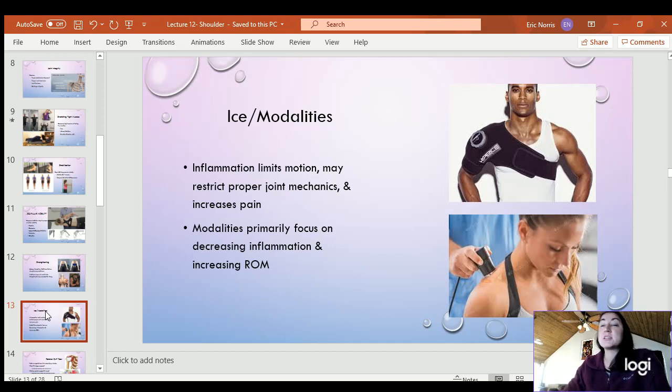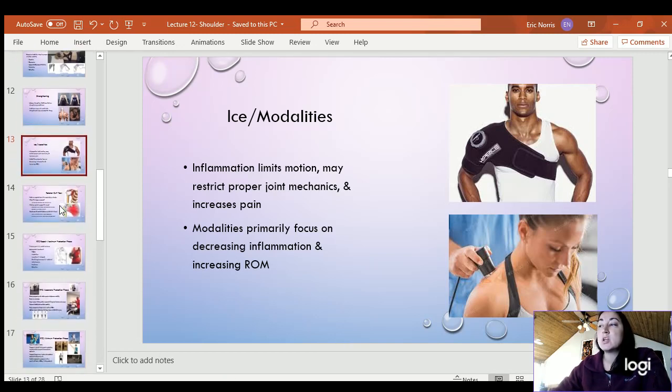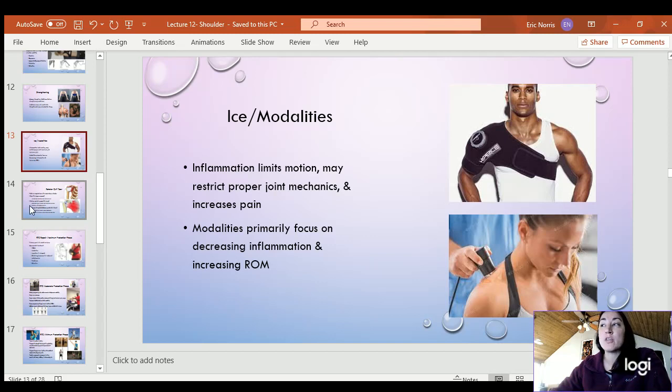Our modalities, the main focus of our modalities is to target inflammation. So, of course, ice. This is an ice pack that he can wear around and add ice to it. Of course, this is an ultrasound. If there is inflammation, then you would do the non-thermal ultrasound, or pulsed. And then if there is not inflammation, if you're worried more about tightness and restrictions, you could do a continuous ultrasound that has the thermal effect. But all of the modalities we want to use on the shoulder are primarily to target the tightness or the inflammation. Those are the two main areas.